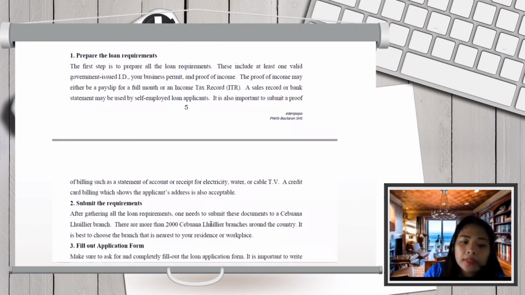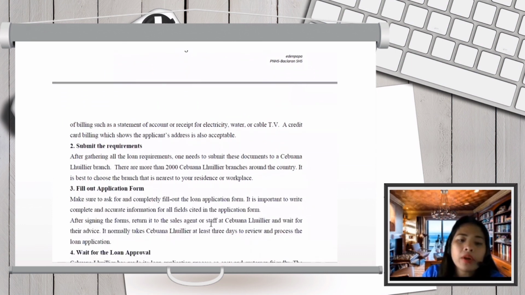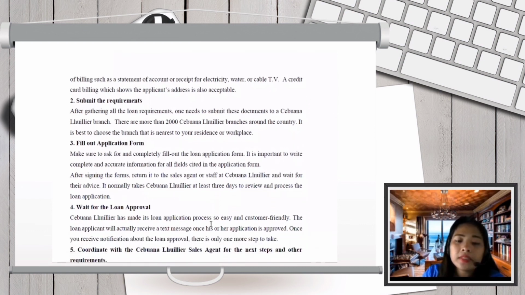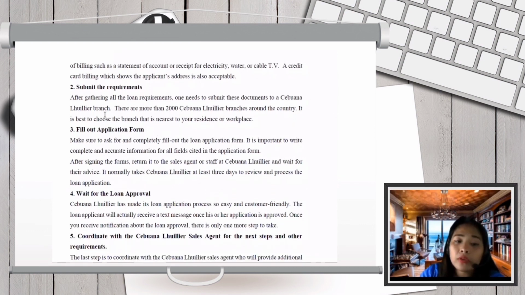Submit the requirements. After gathering all the loan requirements, one needs to submit these documents to a Cebuana Lhuillier branch. So there are more than 2,000 Cebuana Lhuillier branches around the country. So it is best to choose the branch that is nearest to your residence. Of course, dapat nga naman malapit, mamamasahe ka pa. Lalo na ngayon, pandemic, ang hirap magbiyahe.